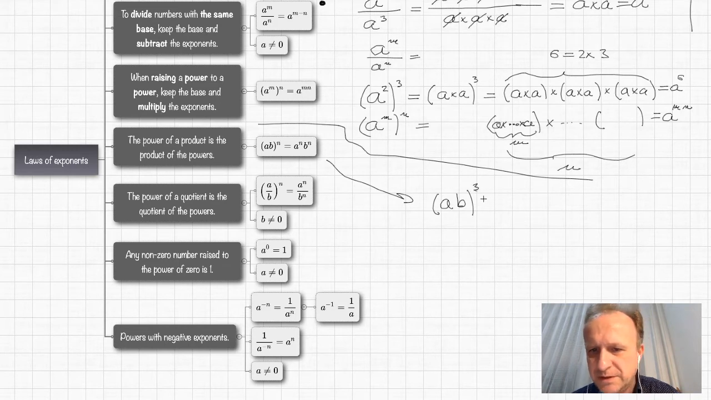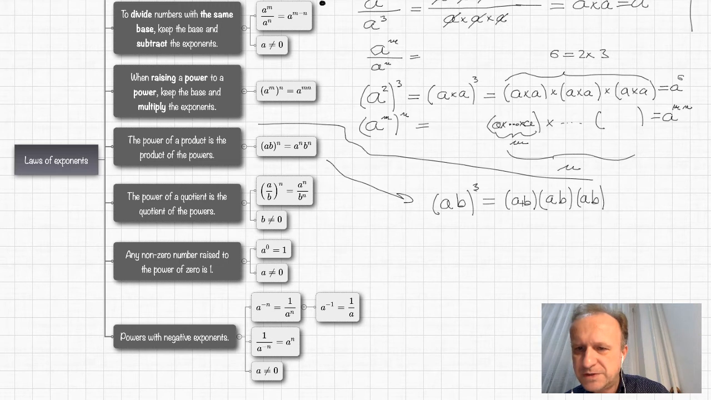Okay, to do it you have to use the definition. So the base here is a times b, so you have to multiply the base by itself 3 times. So it's a times b times a times b times a times b. Okay, I'm not writing down the multiplication symbol here. So you can remove the brackets and see that you can group a factors together, and you see that it's a to the power of 3 because there are 3 factors of a, and you can group b factors and you get b to the power of 3. So it works very simply.